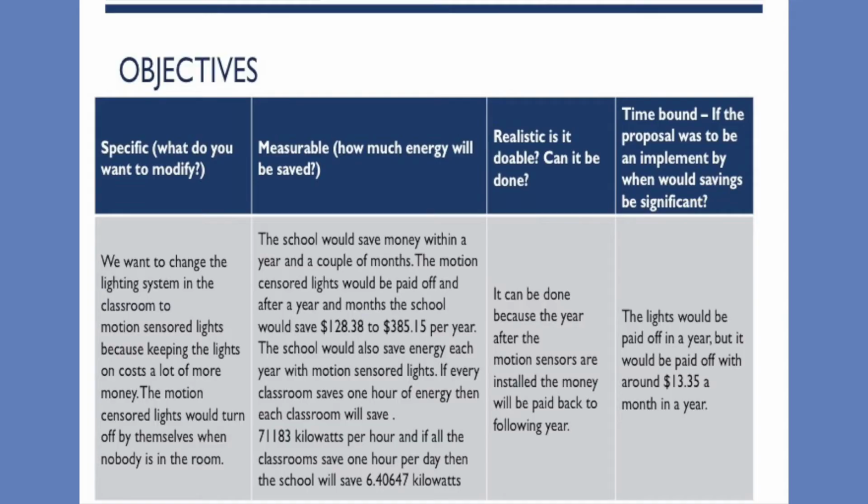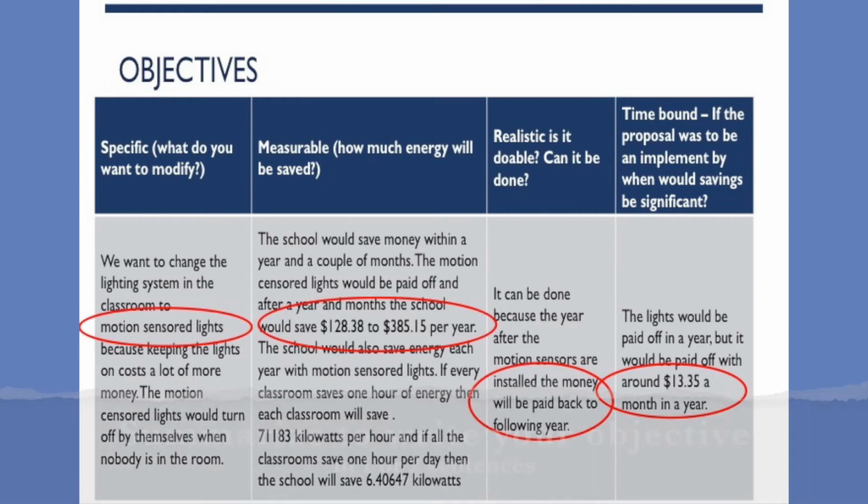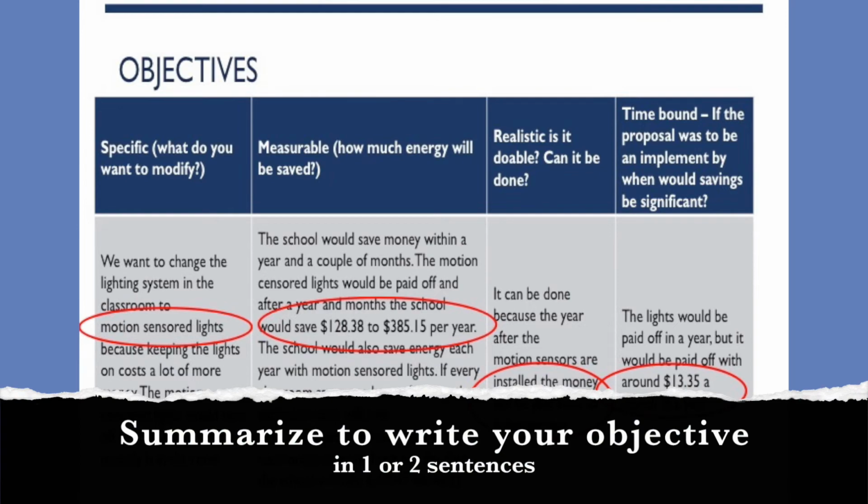Look at this example. For this proposal, the students proposed a specific change of light switches to a motion sensor light in their classroom. They also added their numbers on how it would be measured and explained how it was attainable and realistic. They also explained by when the school would pay off the cost and start seeing a savings. You also want to include by when you propose to implement the project here. This is a way to show each component of the SMART objectives.